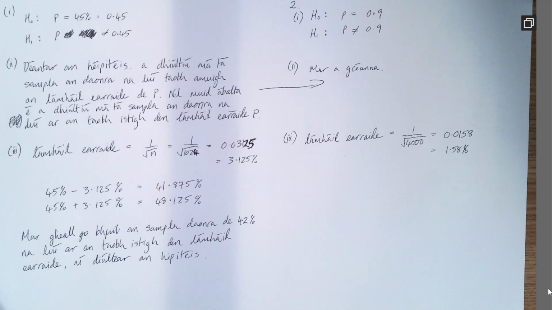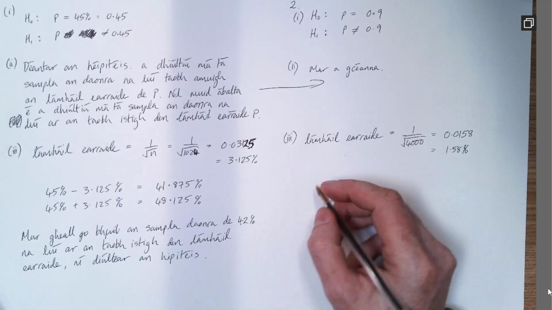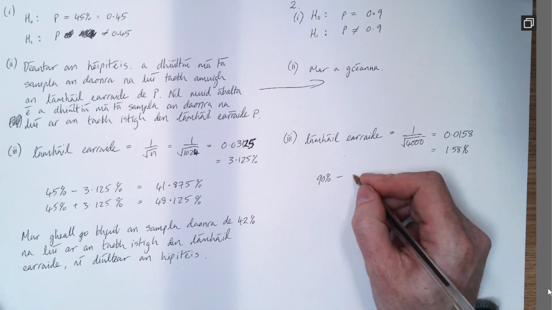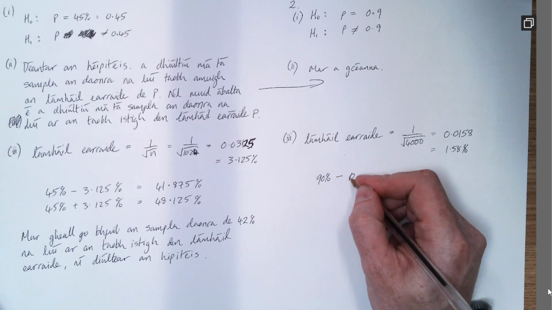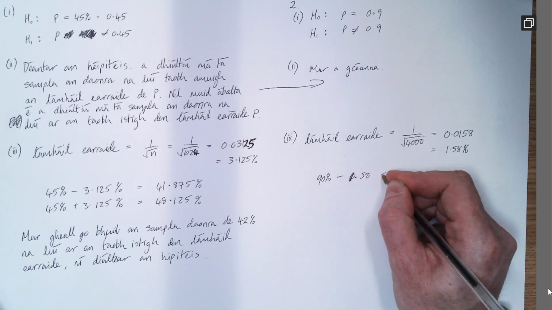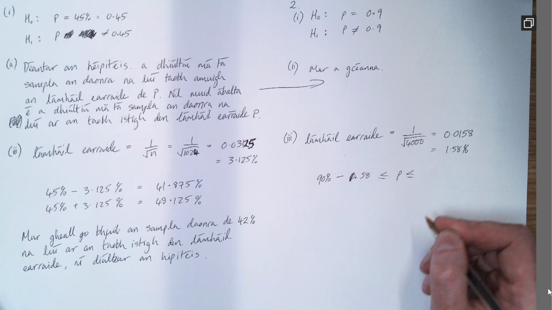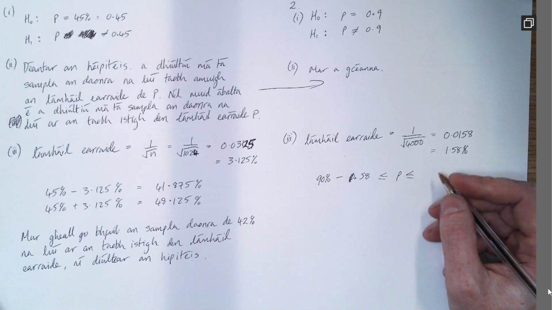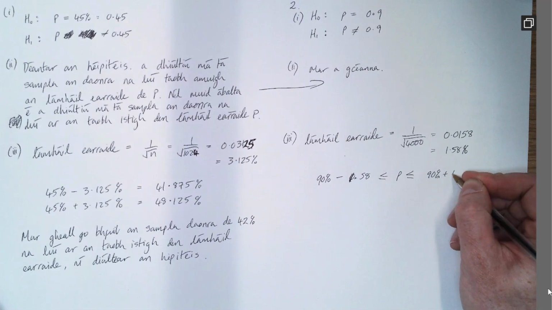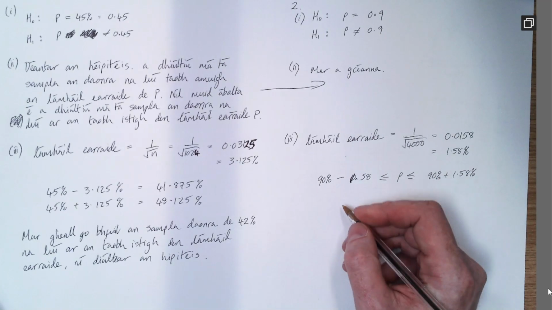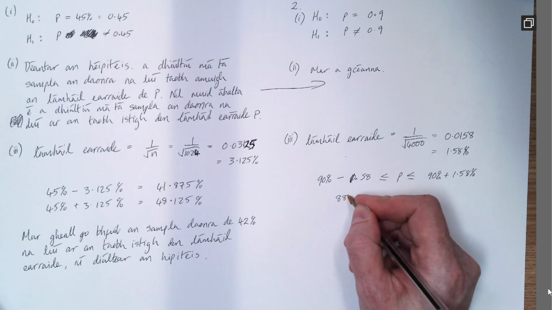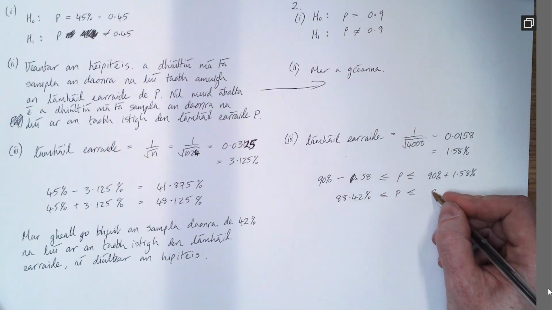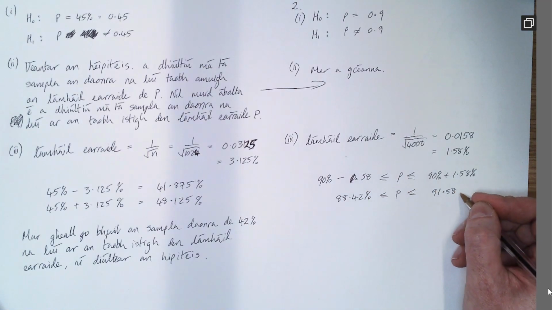Okay, so we're going to take half engaged minus 1.58, and go on scale. P is the population proportion at the level. Okay? Then half engaged plus 1.58%. So the range will be between those two, P within this range.